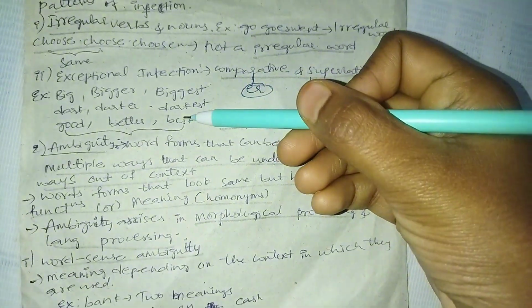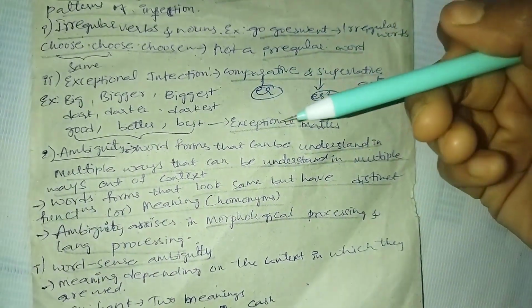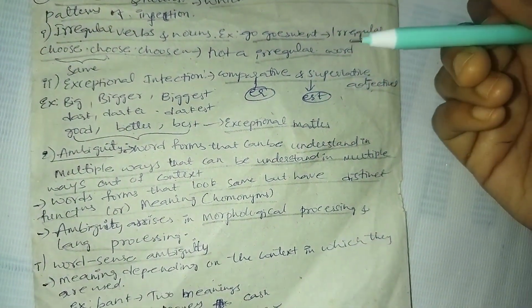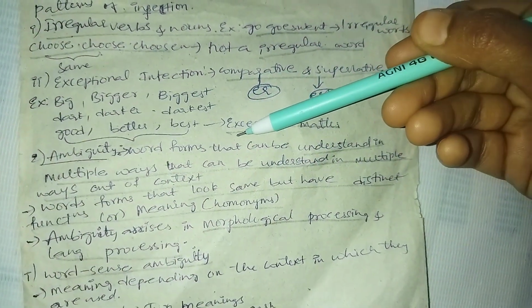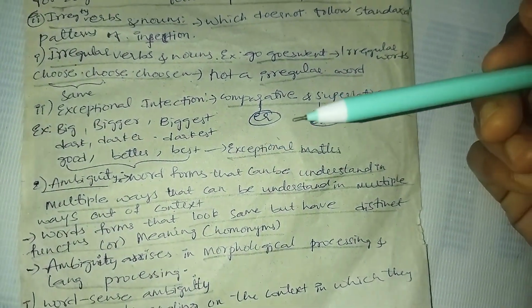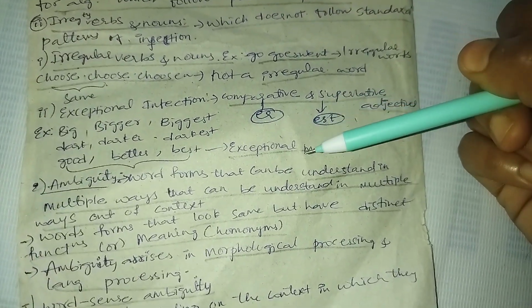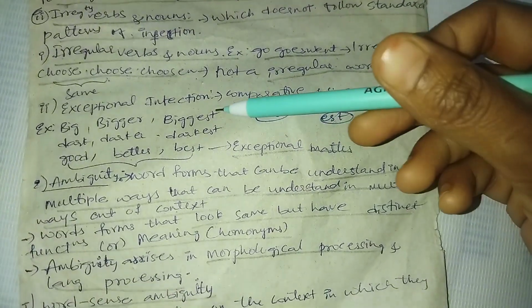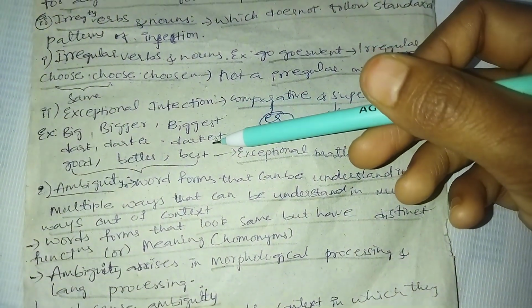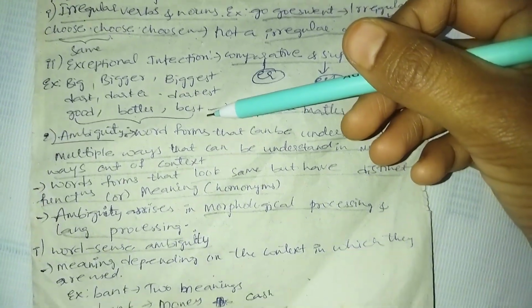Darker, darkest. Good, better, best is used for exceptional matters here, because we use three different words. It is an example of irregular words, irregular verbs, nouns. Here we use somewhat regular words, so it is not irregular. This is an irregular example.